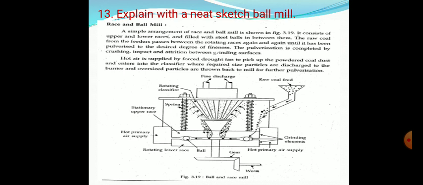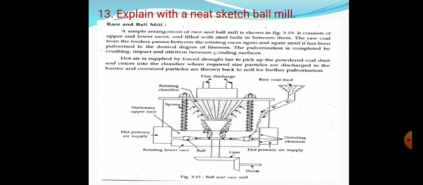Next question is, explain with a neat sketch ball mill. So it is also called a race mill. So it is a ball mill or race mill. A simple arrangement of race and ball mill is shown in the figure. It consists of upper and lower races and is filled with steel balls in between them.